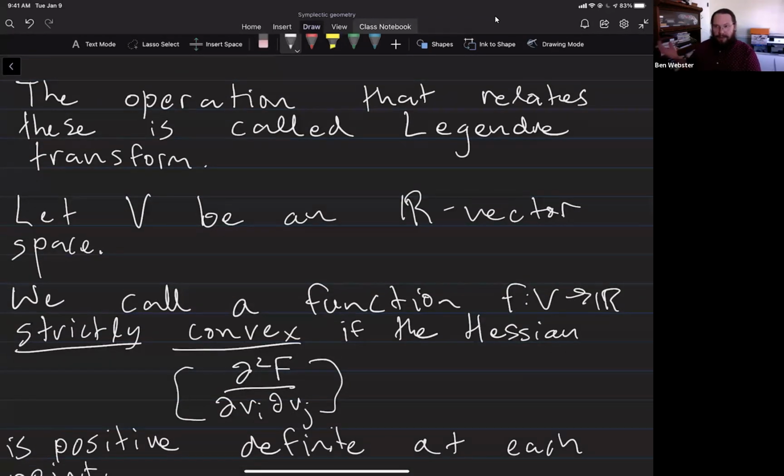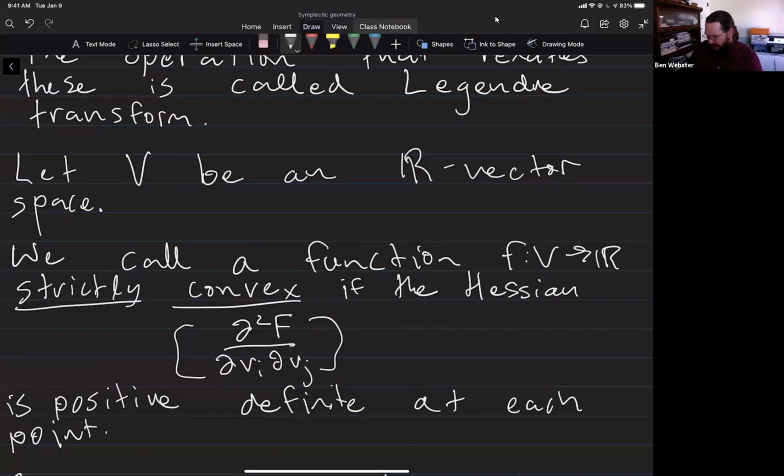So we can start with any R vector space, and we can look at a function from that vector space to the real numbers. And we call it strictly convex if the Hessian, so this is the matrix of the mixed double partials, is positive definite at each point.